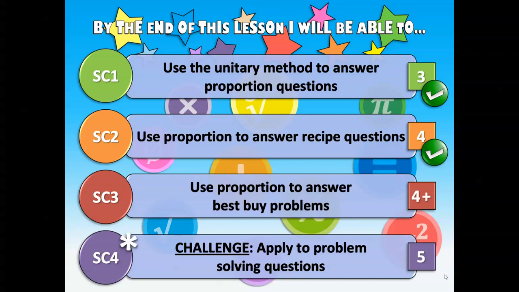And now we've completed success criteria 2. So now we're going to move on to number 3, and this is to use proportion to answer best buy problems.